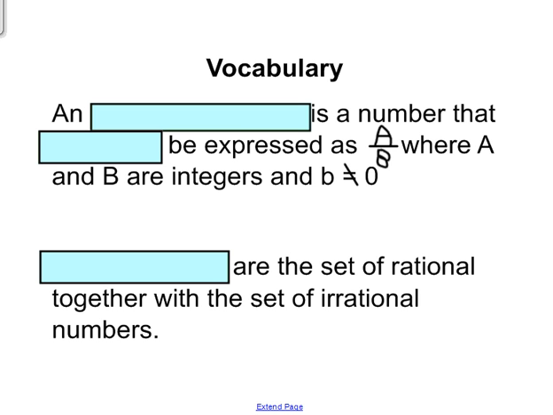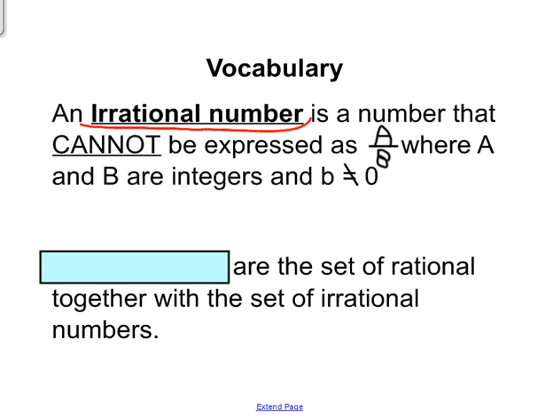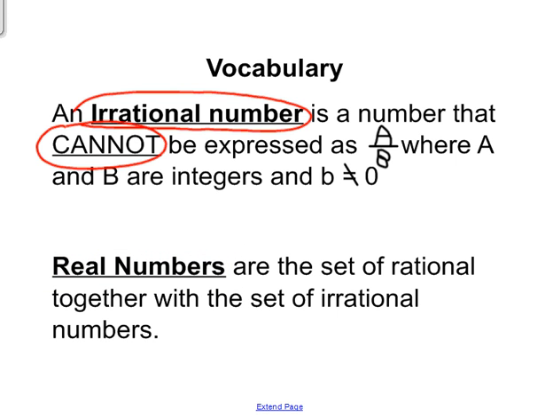First definition that we've got is a rational number. A rational number is a number that... irrational number. An irrational number is a number that cannot be expressed as a divided by b, where a and b are integers and b is not equal to 0. So an irrational number cannot be expressed as a divided by b, where a and b are integers. Real numbers are the set of rational numbers together with the set of irrational numbers.